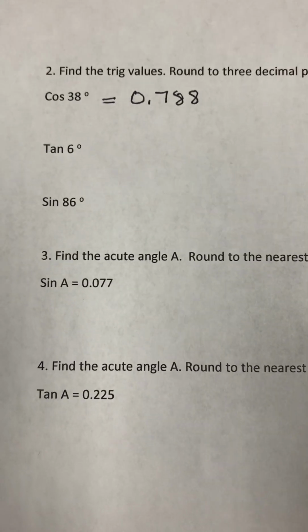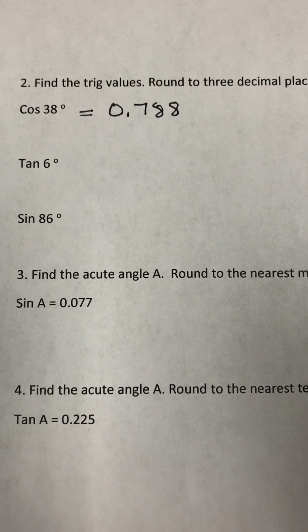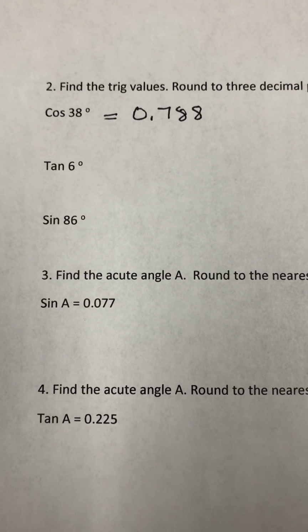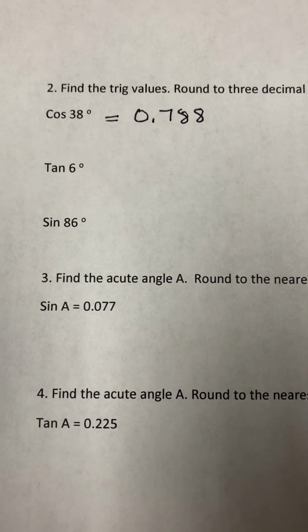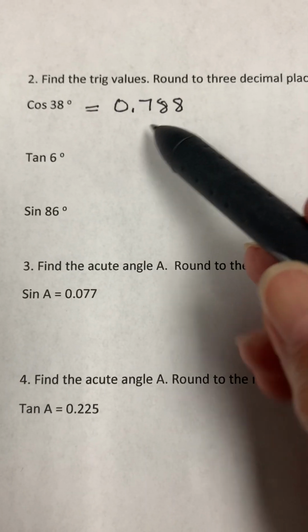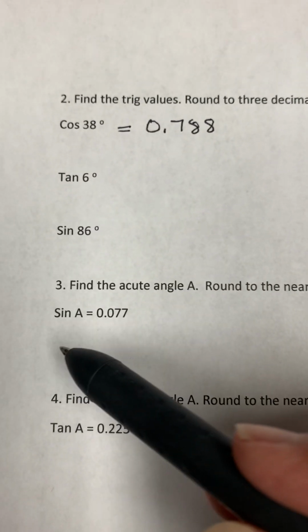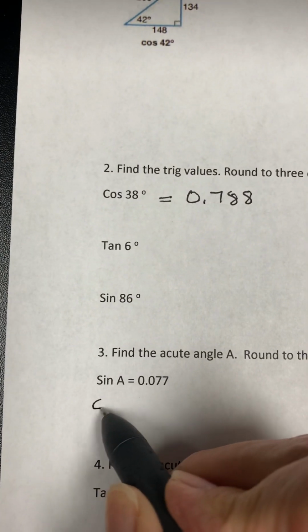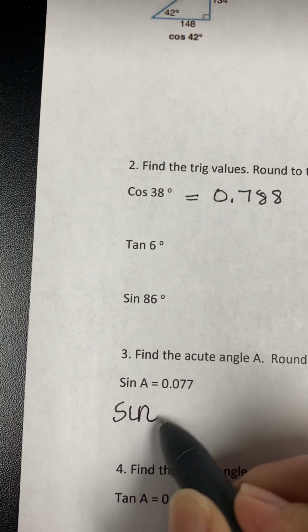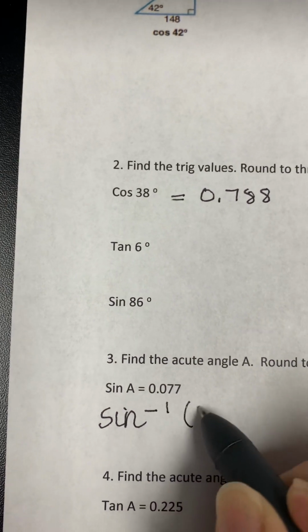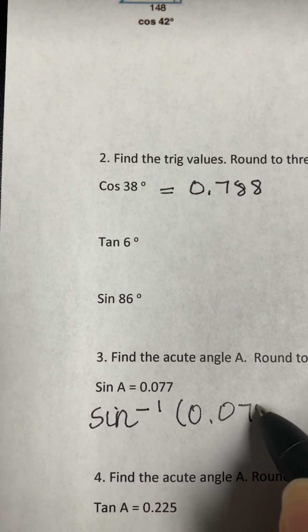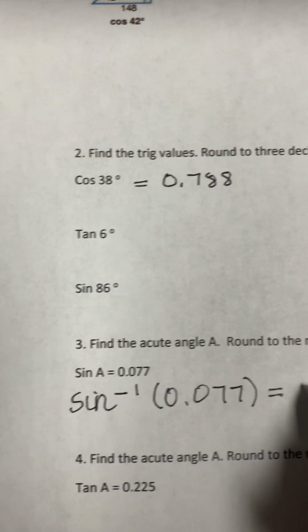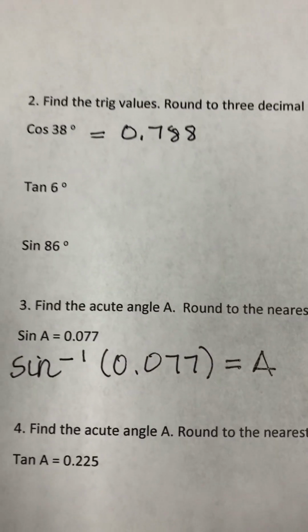We want to, again, round to the nearest minute. This means I know the answer, but I don't know the angle. So we're working backwards from what we did here. And this is where we're going to use the inverse key. So we're going to use the sine inverse of that answer, and that's going to give us the angle measurement A.